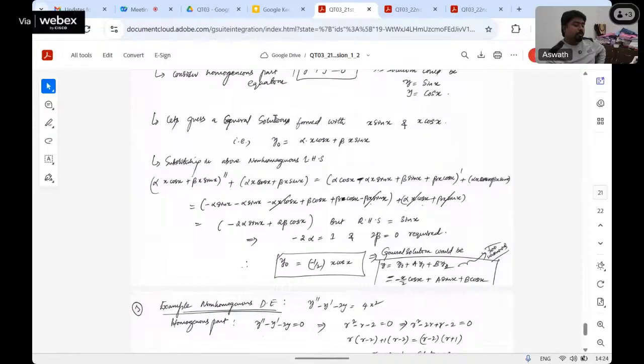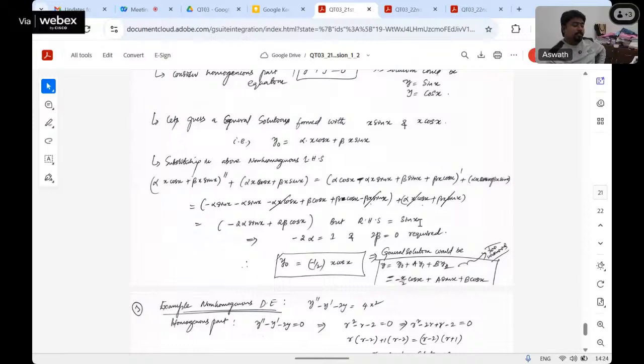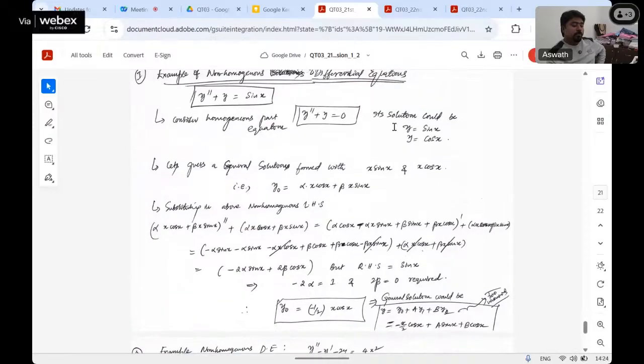Let's substitute into the differential equation y prime plus y equals sin x. When you substitute and cancel the terms, you put it equal to sin x, and what you get is the exact values alpha and beta are supposed to have. Alpha comes out to be minus 1 by 2, beta comes out to be 0. So I got y naught is minus half x cos x.